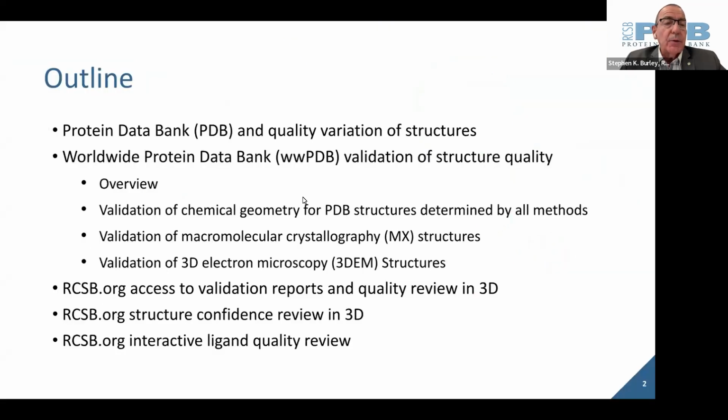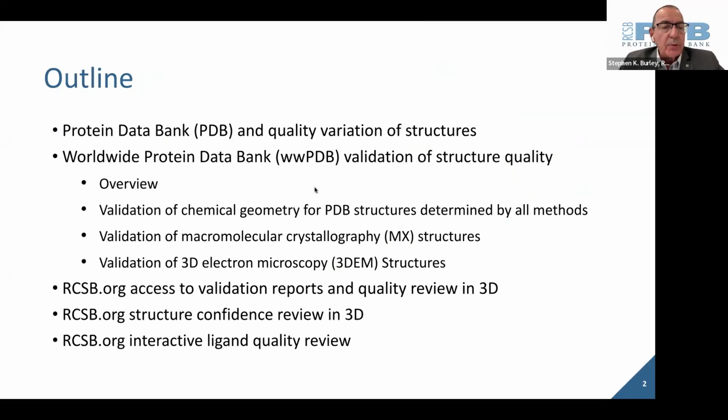So this afternoon, we're going to be covering how we understand variations in structure quality in the Protein Data Bank. This will take two parts. We'll review first the Worldwide Protein Data Bank validation report coming out of the OneDep system, the single global software tool for depositing structures to the Protein Data Bank.